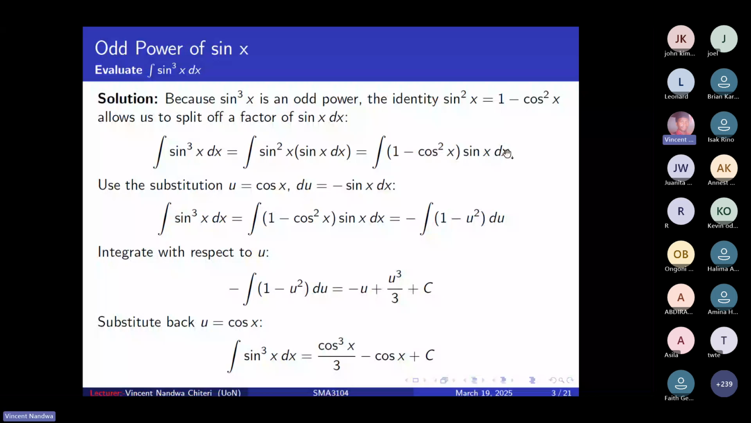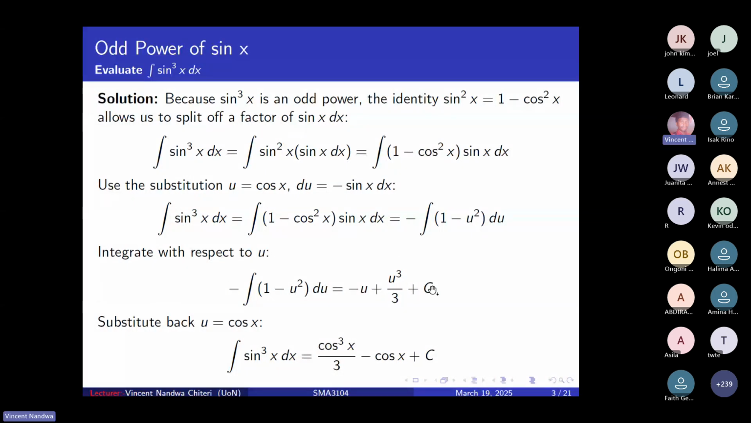negative integral of, so in place of cos you replace by u, so cos squared will be u squared, and then this other part will just be du, because this negative is from this part here. So you see, this is now an integral which can be solved by the power rule method. So integral of 1 du is just u. Integral of u squared is u power 3 over 3. Then when you multiply by the negative sign, this will be negative u, and then minus minus is plus, so plus u power 3 over 3, then plus the constant of integration c.